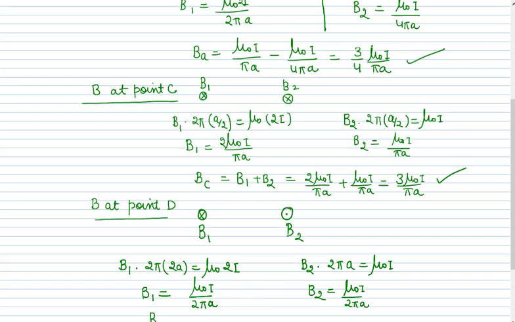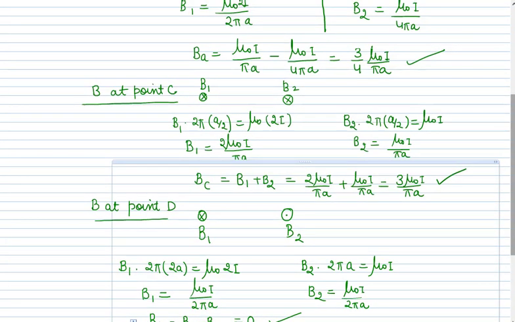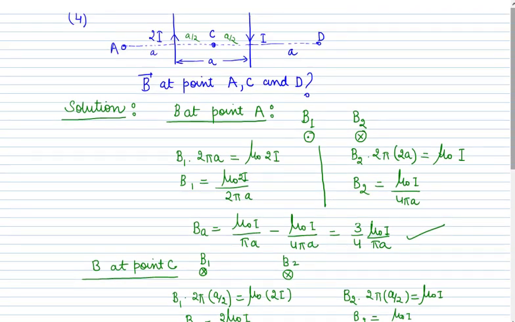So when we calculate the resultant magnetic field at point D, this is B1 minus B2, so that is mu naught I upon 2 pi A minus mu naught I upon 2 pi A. So that comes out to be 0. So the resultant magnetic field at point D will be 0. So even if it asks you at what point the magnetic field will be 0, simply look at the diagram, find out the direction and use Ampere's circuital law.